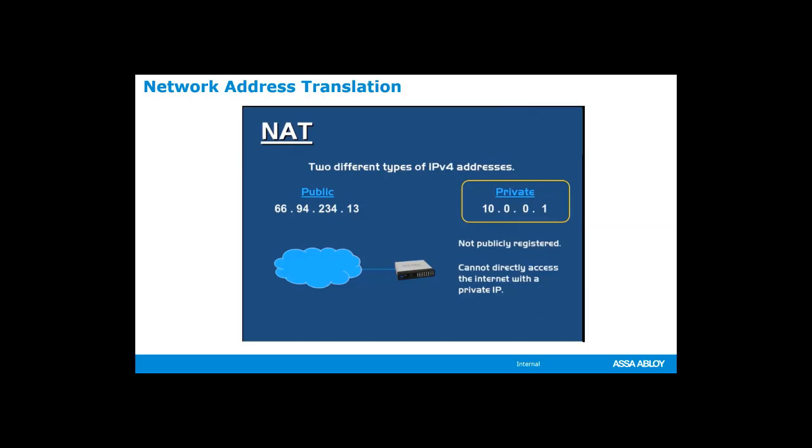Private IP addresses are only used internally, such as inside a home or business. They are not used out on the public internet. And your router is what assigns your internal devices a private IP.